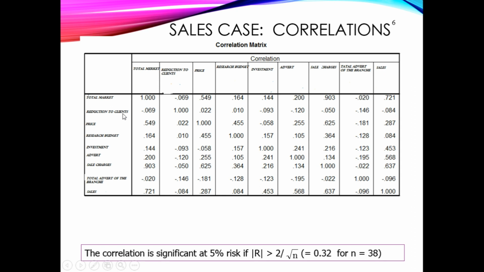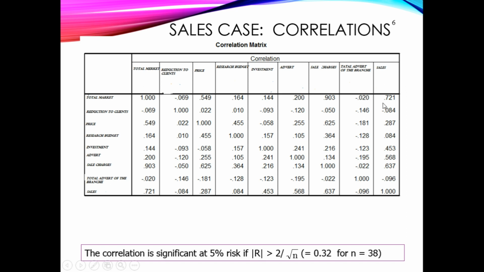Maybe if you look at price, for example, you will see that price is correlated to the sales. Not very correlated, but the correlation between price and sales is not very low. We can look at higher correlation, for example, between sales and the total market. The positive correlation means that sales and total market evolve in the same manner.